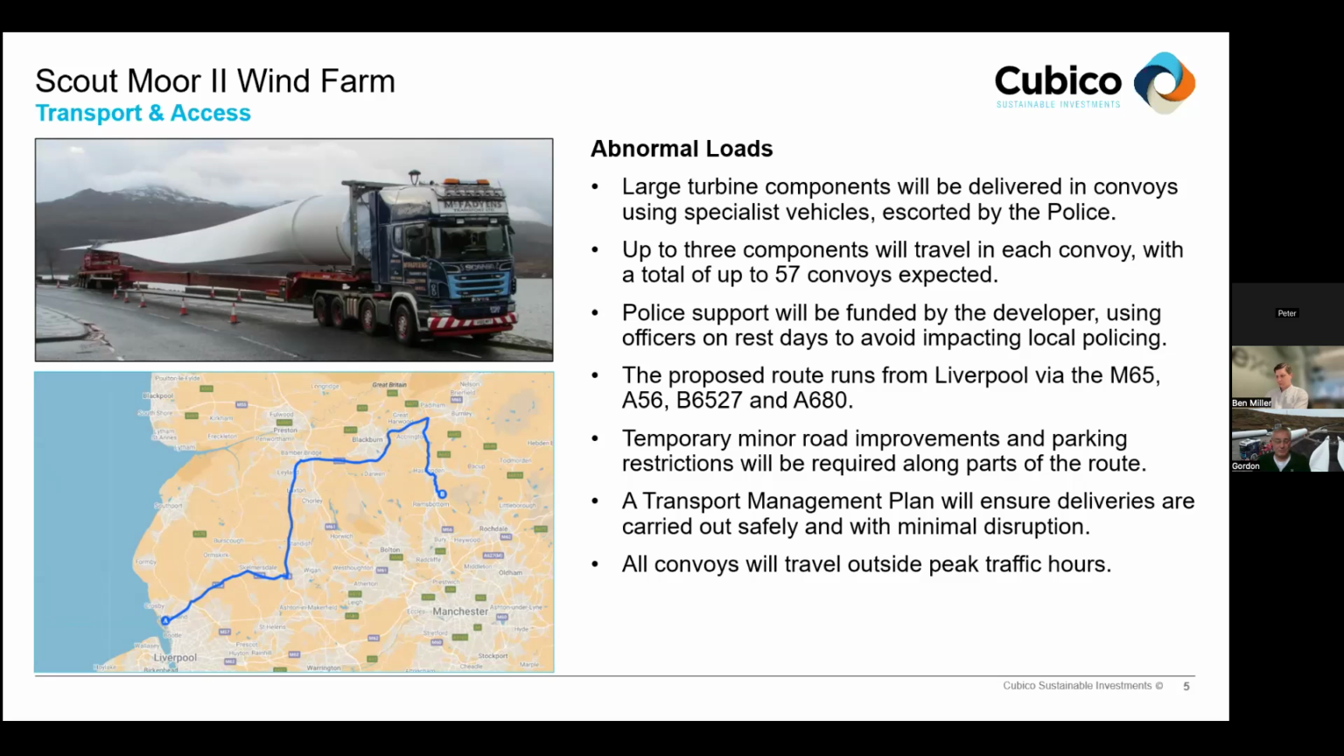The police support required for abnormal load movements is fully funded by the developer. There's no impact on the public purse there, and it traditionally uses officers on rest days to avoid impacting local policing and resourcing there. The proposed route that we will look at using for the abnormal loads will commence at the Port of Liverpool, and will access the site via the M65, A56, B6527 and the A680, and the figure there just shows the proposed route in blue.